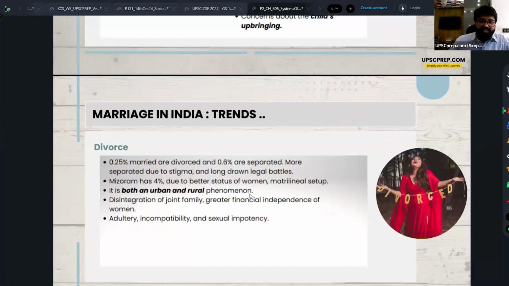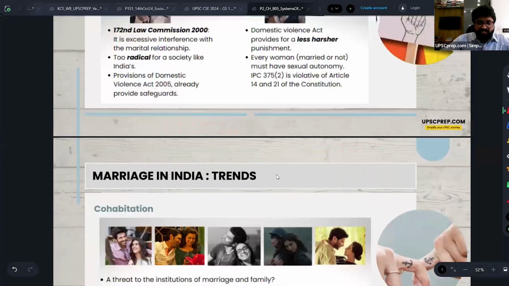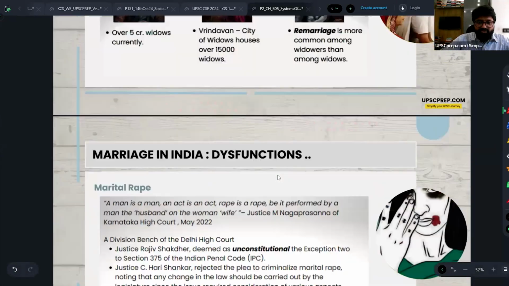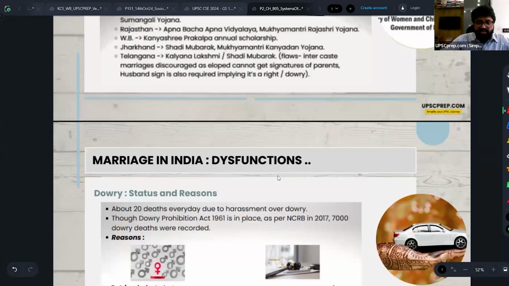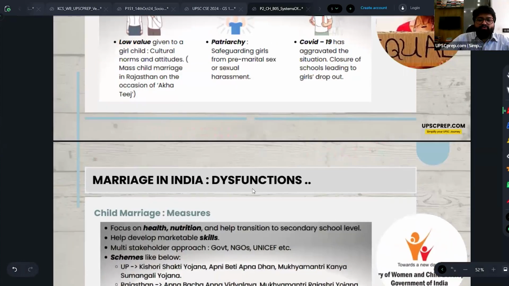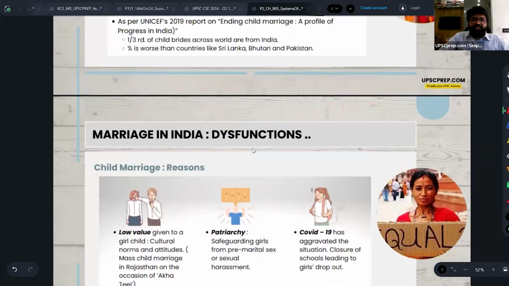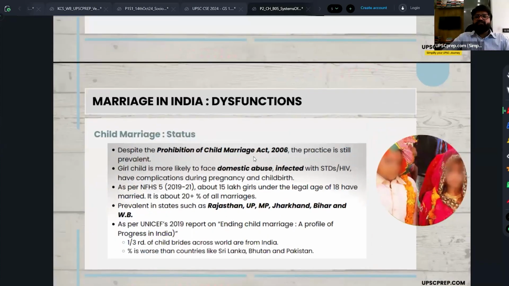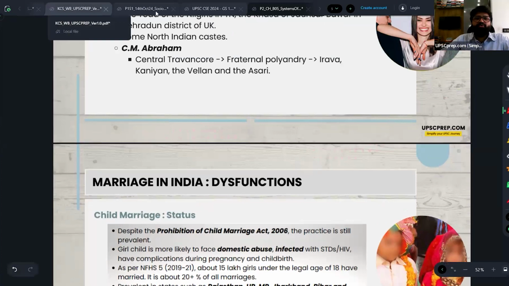For example, what is the divorce rate? Somewhere else I have discussed the data in terms of intercaste marriage also. So imagine those people who would have done the sessions, they would have written a much better answer compared to an average competitor.